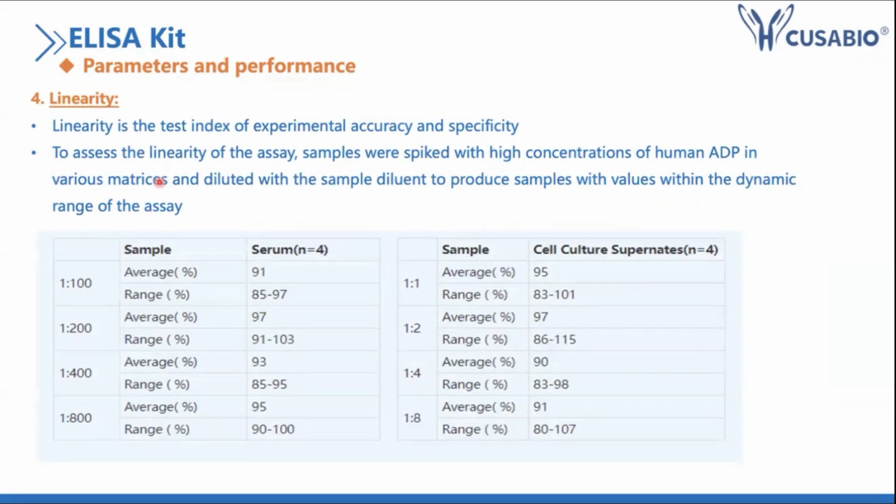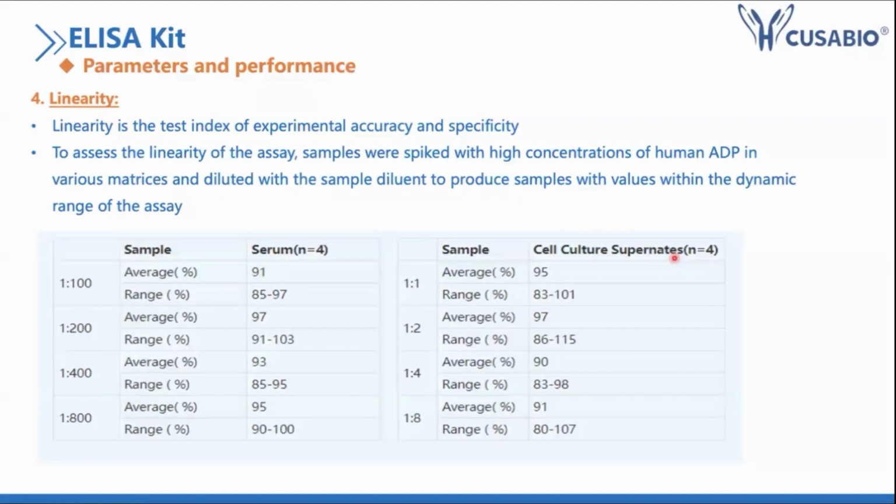Because these two together are the key performance criteria to make sure that the assay is accurately detecting our samples, and that the assay will be ideal for this sample matrix. To confirm that, we also did different tests. The first sample matrix is serum, and the other one we did is the cell culture supernatant.